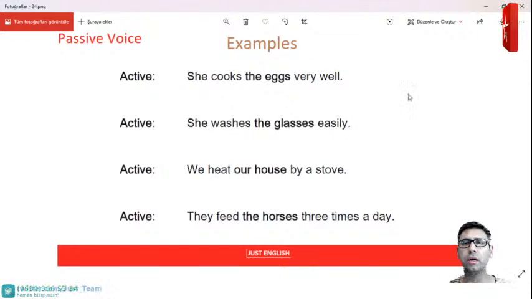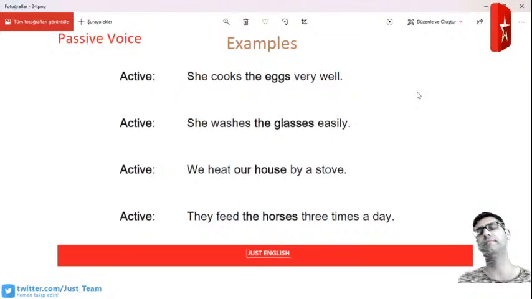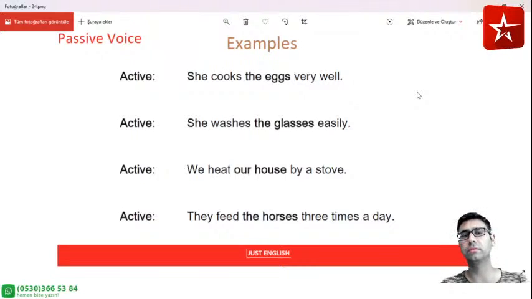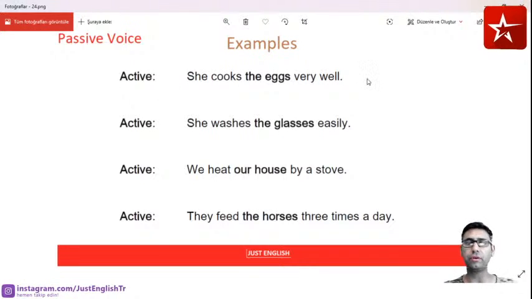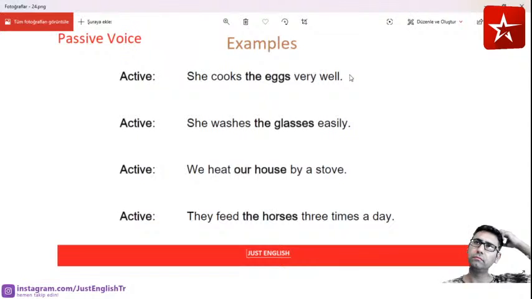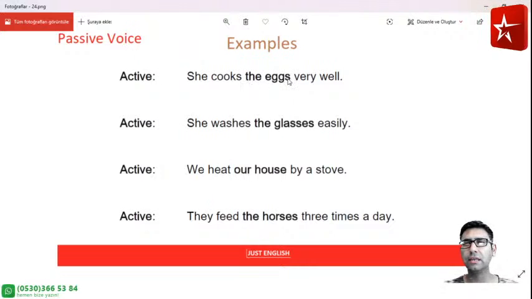Here we are going to convert these sentences, remake these sentences in passive voice. Okay, these are active now. We are going to change them into passive. So, how we are going to do it? Let's take a look at the first one. She cooks the eggs very well. The eggs here is bold, as you can see. It's dark black, a pitch black color here.